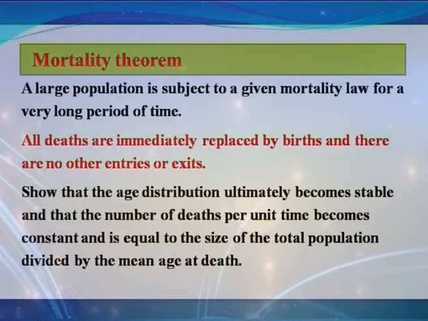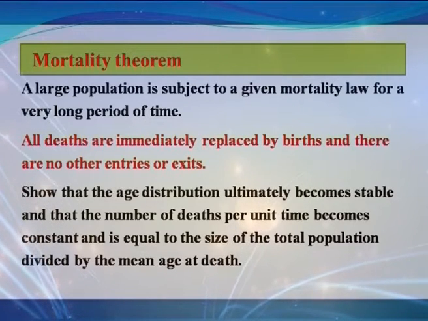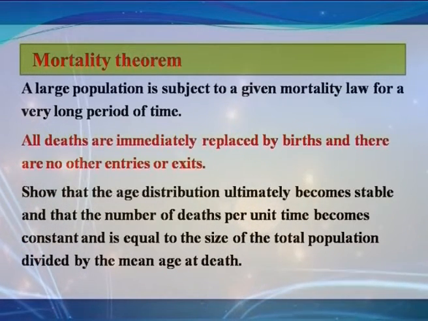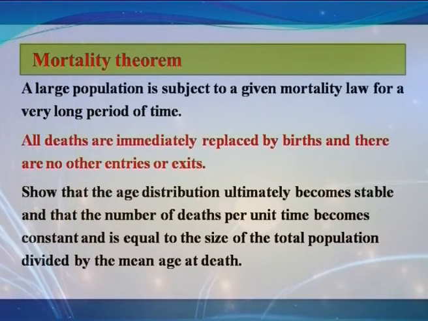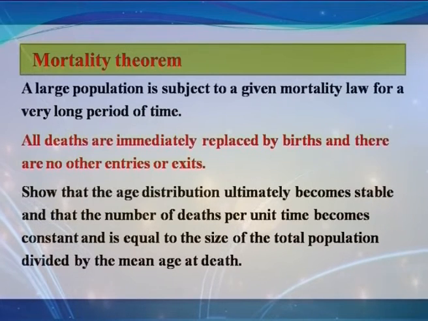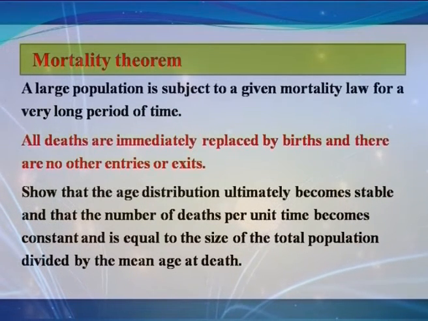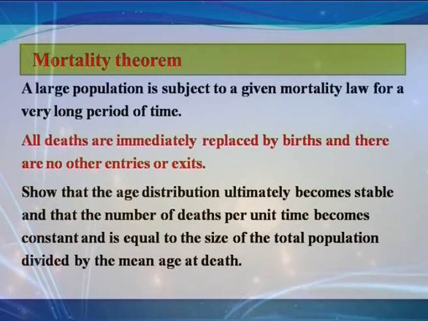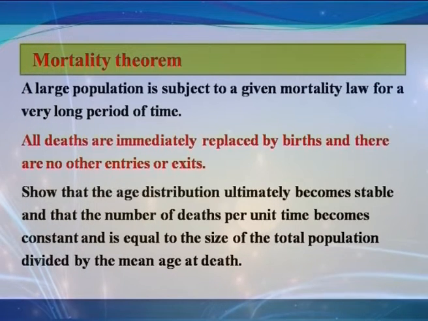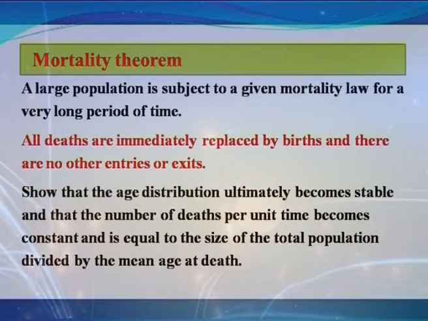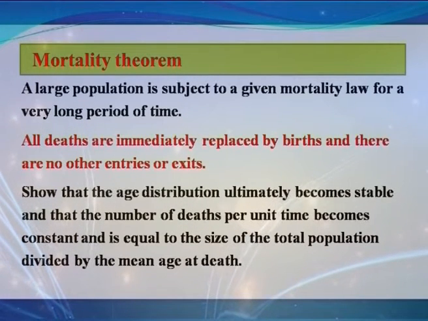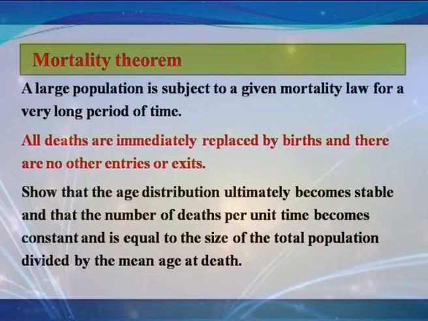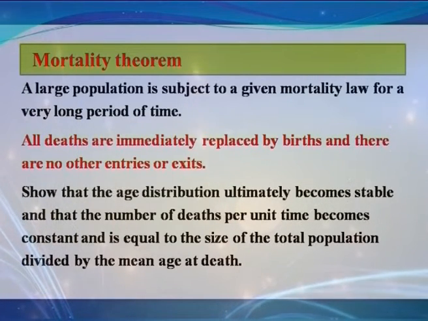Now, next is the mortality theorem. A large population is subject to a given mortality law for a very long period of time. All deaths are immediately replaced by births and there are no other entries or exits. Show that the age distribution ultimately becomes stable and that the number of deaths per unit time becomes constant and is equal to the size of the total population divided by the mean age at death.